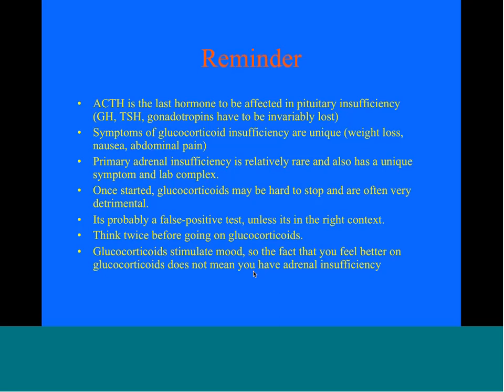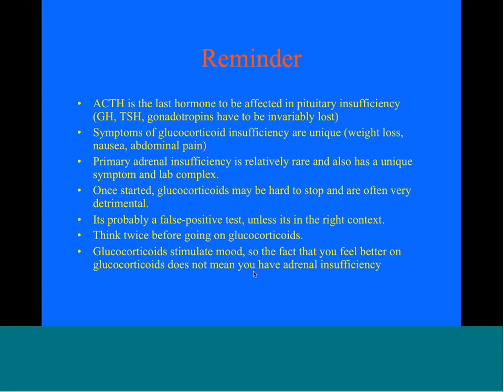Unless they have that combination, it's unlikely to be primary adrenal insufficiency. Once started, glucocorticoids can be hard to stop and are often very detrimental. So if you have a test that is really low on one of the adrenocorticotropin tests or morning cortisol, it's probably good to repeat it unless it's really in the right context of what could be adrenal insufficiency. And I think you should think twice before going on glucocorticoids.